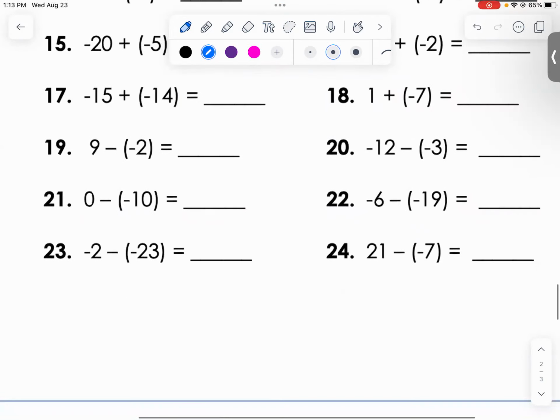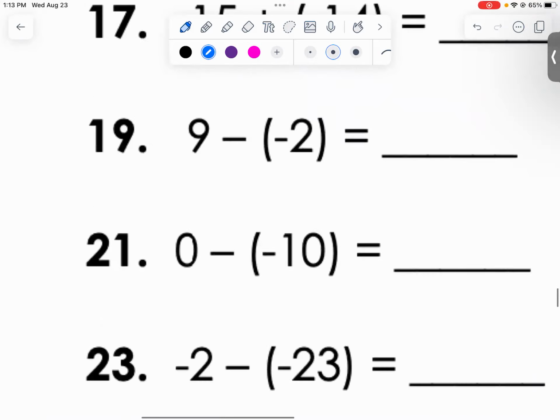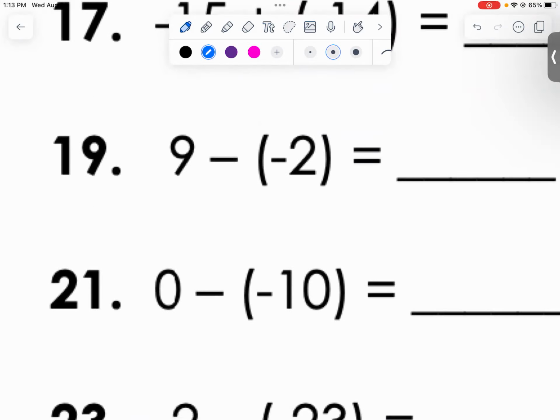So I want you to come down here and let's do some examples. Some of you are already saying, oh yeah, we just add the opposite. Yep. So come down here to 19. We have 9 minus -2. If we have a subtraction, I want you to think of add the opposite. So 9 minus -2 becomes 9 plus the opposite, so 9 plus +2.